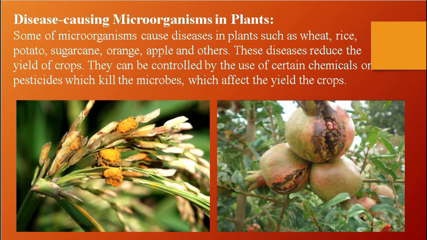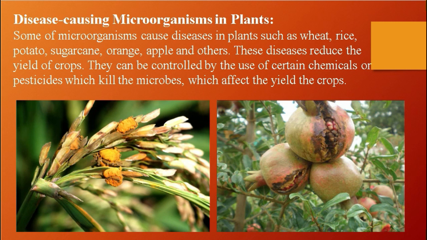Students, microorganisms not only affect humans and animals, in fact they also affect plants. Some microorganisms cause diseases in plants such as wheat, rice, potato, sugarcane, orange, apple, and there are many fruits or vegetables that are basically affected by such kind of microorganism. And due to these microorganisms, the production or the yield of such kind of crops reduces, and these microorganisms can be controlled by the use of certain kind of chemicals or pesticides which help to kill these microorganisms which affect the yield of crops.